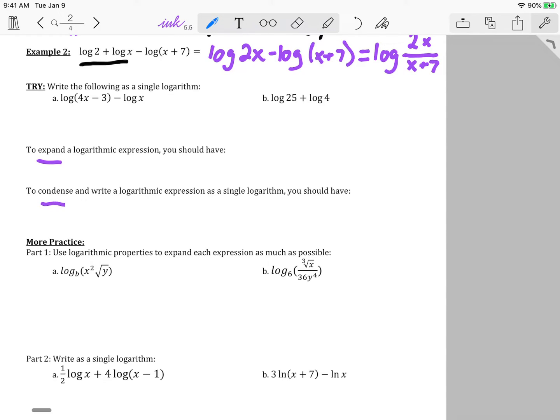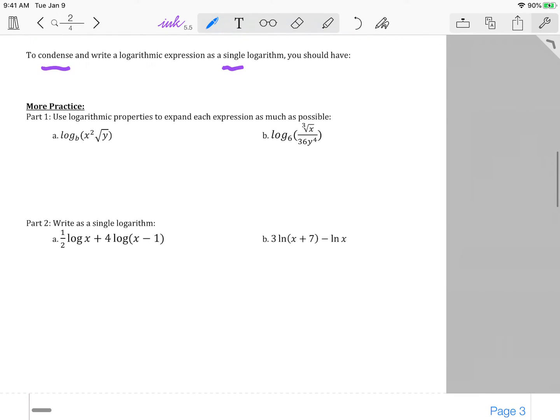To condense and write it as a single log, how many times would you write the word log? If it's a single log, you will write it once. So to condense and write a logarithmic expression as a single logarithm, you should have written the word log only once. Single logarithm, write a single logarithm. Don't stop until you have only written it once.